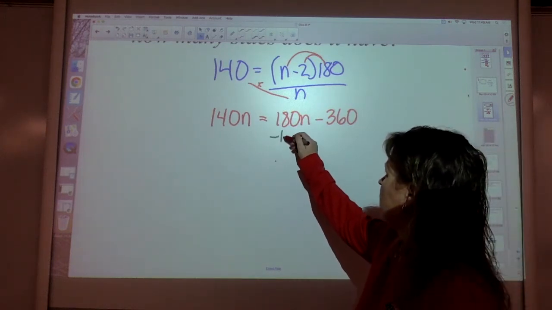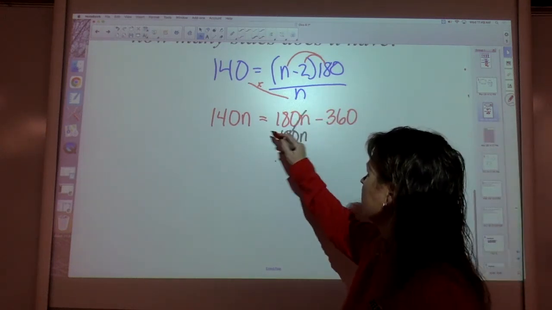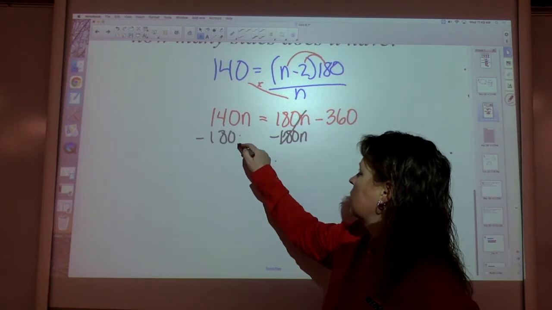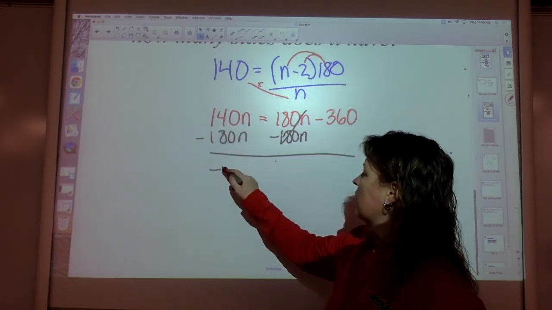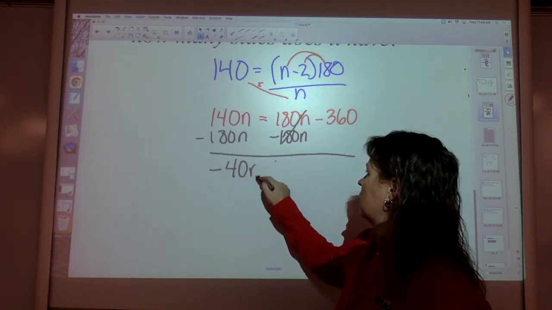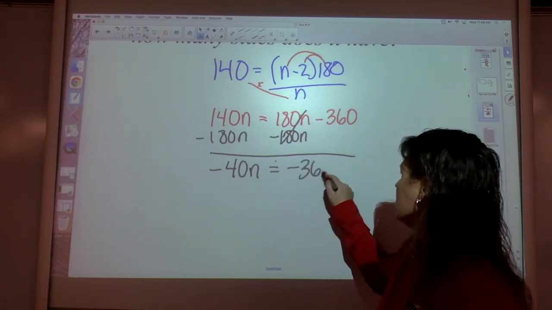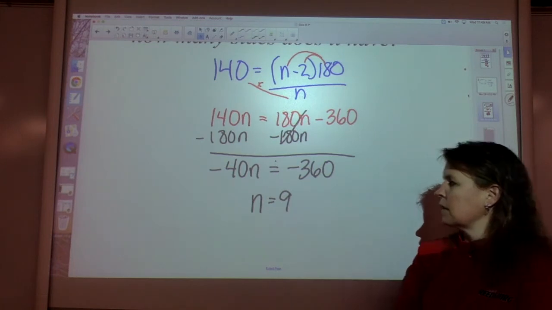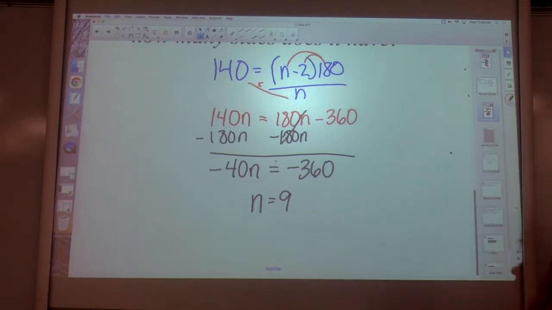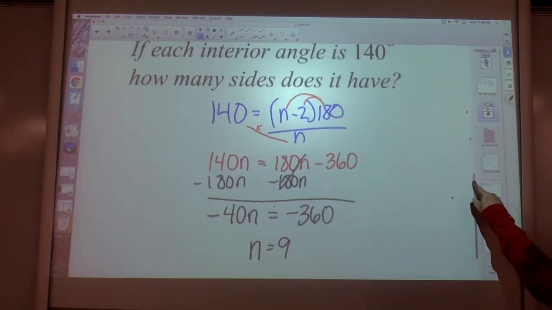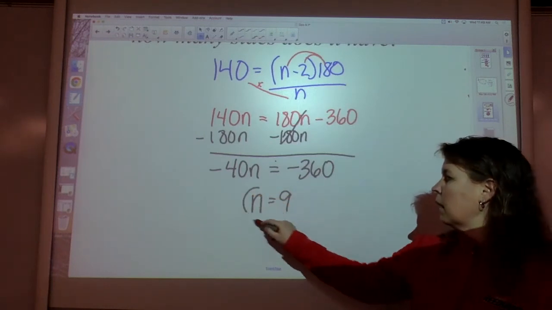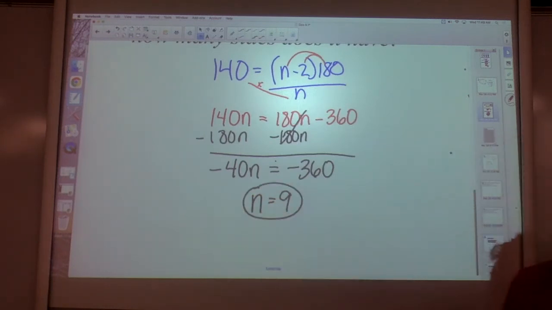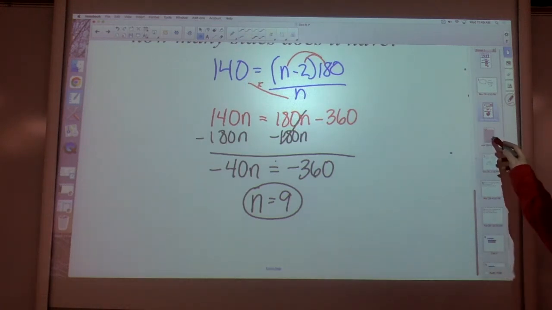Minus 180n from both sides. You'll get negative 40n equals negative 360. Negative divided by a negative is a positive, and 360 divided by 40 is 9. How many sides does it have? You can stop there because it said how many sides. If it said classify it, you'd have to call it a nonagon, but it just asked for how many sides. You go right ahead with the n.